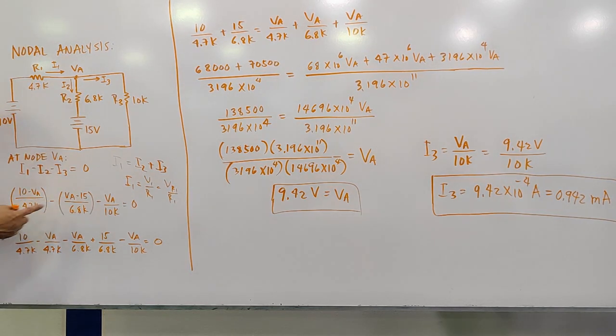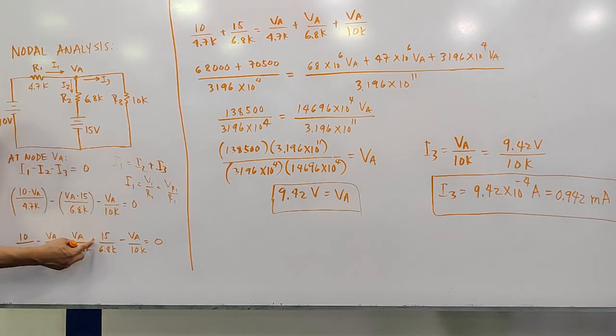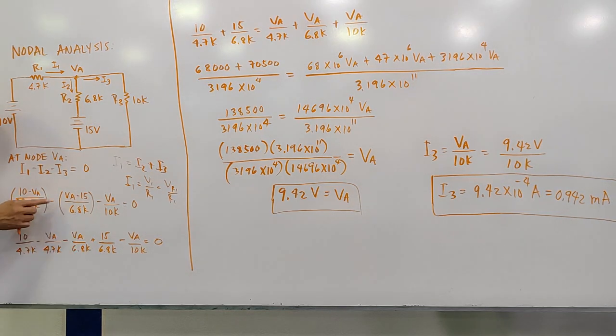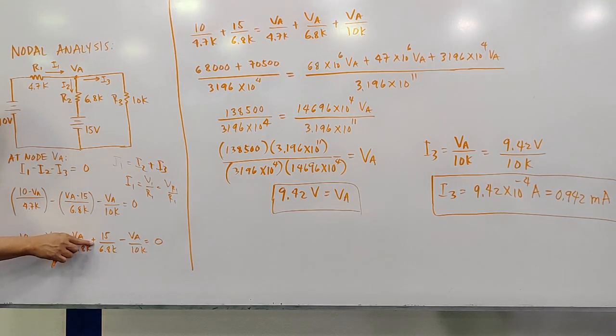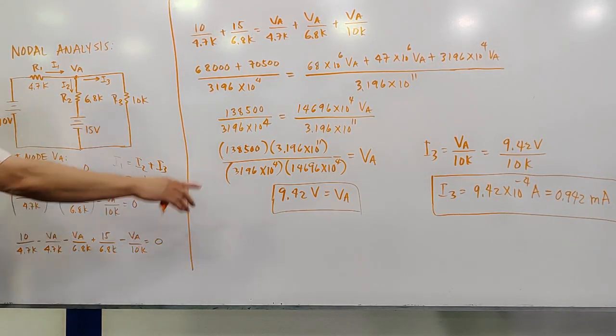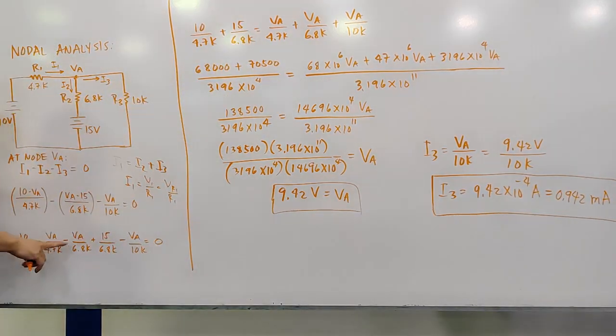So by expanding, by distributing, you distribute 10 over 4.6, expanding the equations: minus VA over 4.7 minus VA over 6.8 plus, because negative here it will become plus here. Correct? So it becomes plus 15 over 6.8, minus VA over 10 kilo. After that, expanding again.